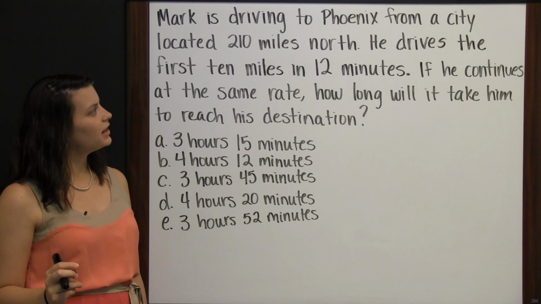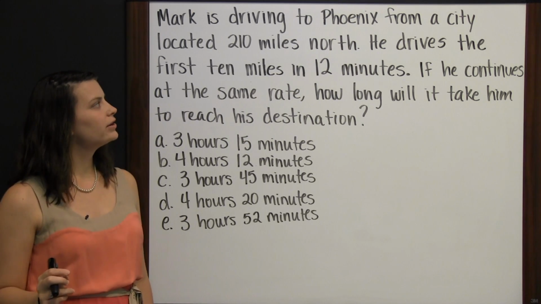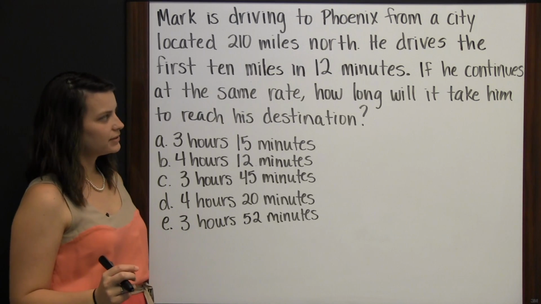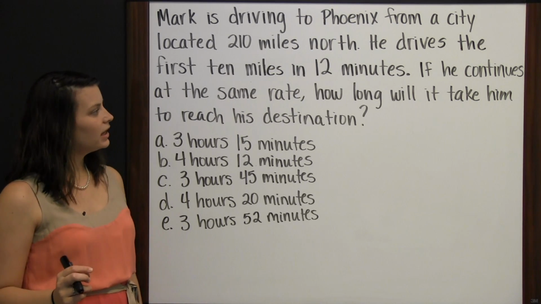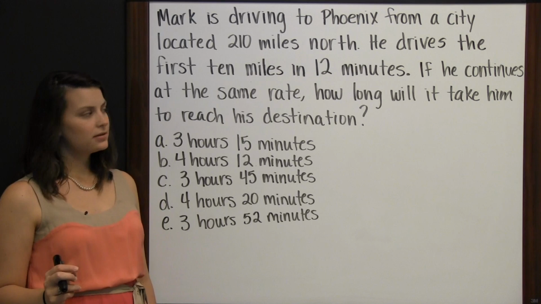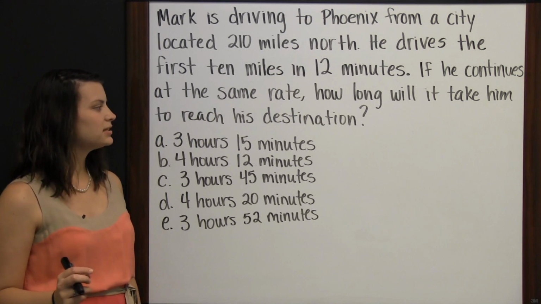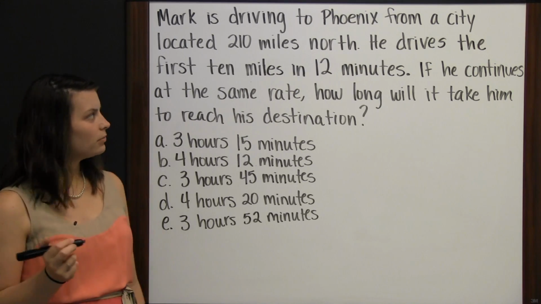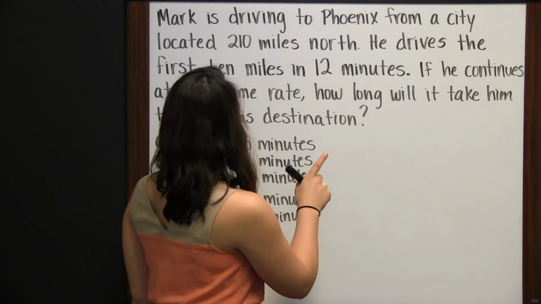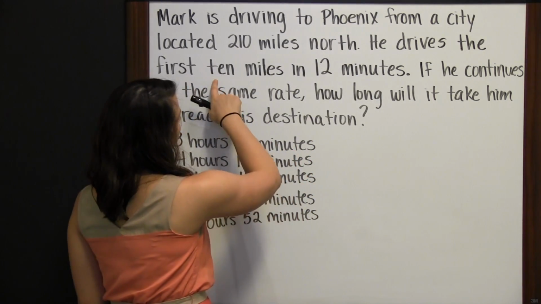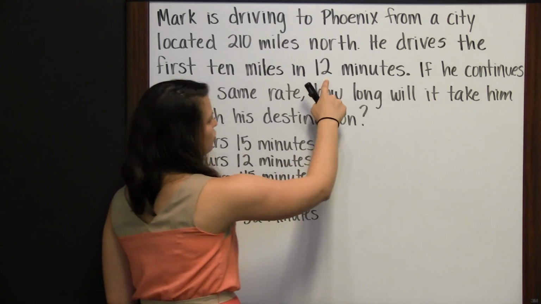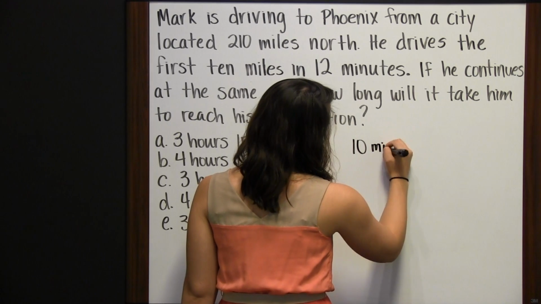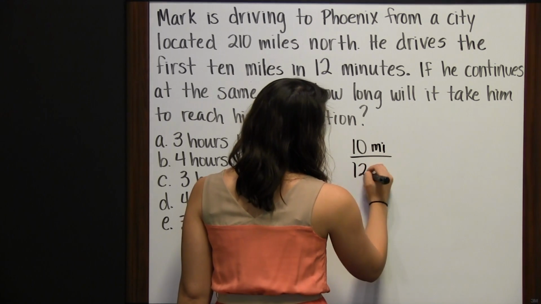Mark is driving to Phoenix from a city located 210 miles north. He drives the first 10 miles in 12 minutes. If he continues at the same rate, how long will it take him to reach his destination? We can use a proportion to solve this problem. We know that the first 10 miles took him 12 minutes. So that's one ratio: 10 miles took 12 minutes.